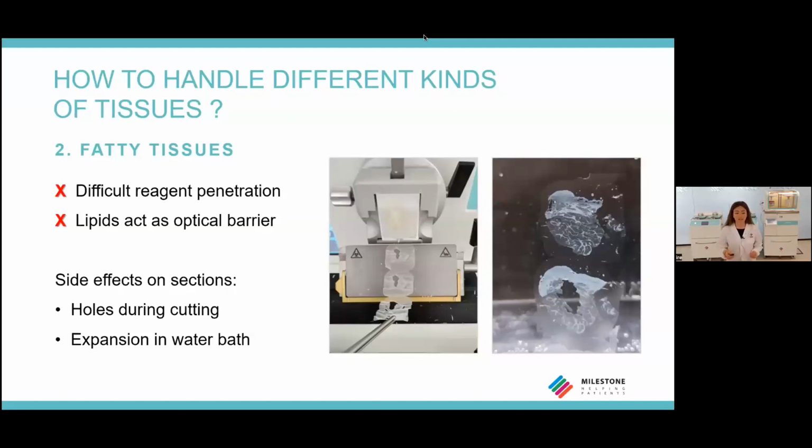But how do these affect the tissue processing? If a fatty sample is not correctly treated, problems are present during the cutting of the block for sure. Sections may present holes, and also the tissue tends to separate from paraffin and expand in the water bath, like we can see in this image.